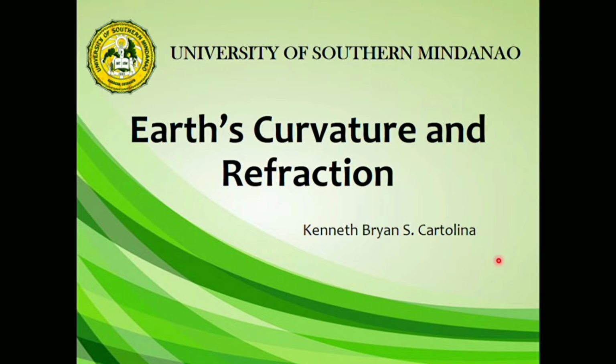Good day everyone, I'm Kenneth Brian Cartolina and today I'll be going to discuss to you the Earth's curvature and refraction. So ano po ba yung tinatawag nating curvature and refraction? Ang curvature would be mean Earth's level surface is lower than horizontal. Ibig sabihin na ang anyong lupa natin ay mas mababa kaysa sa horizontal.